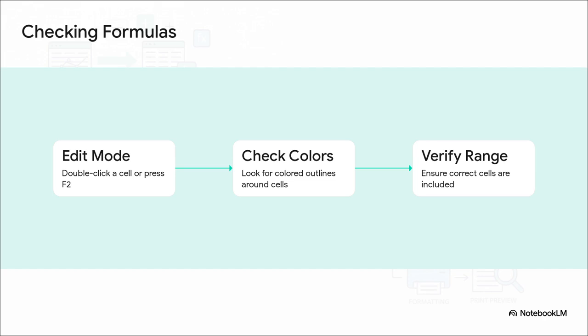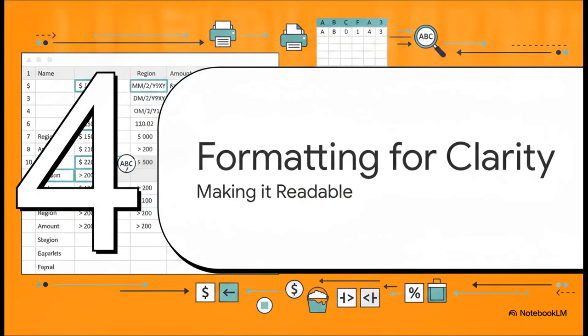This visual check is absolutely vital. For example, if you're averaging the amounts, you need to make 100% sure that colored outline does not accidentally include your total cell at the bottom. If it does, your average is going to be wildly off. Okay, Stage 4, formatting for clarity, making sure everything is easily readable.